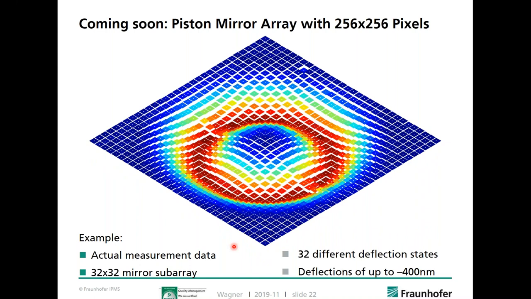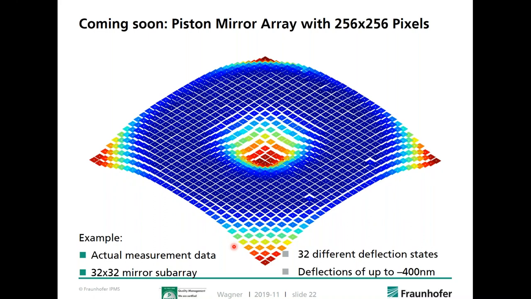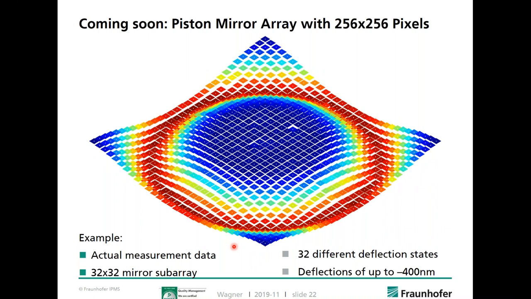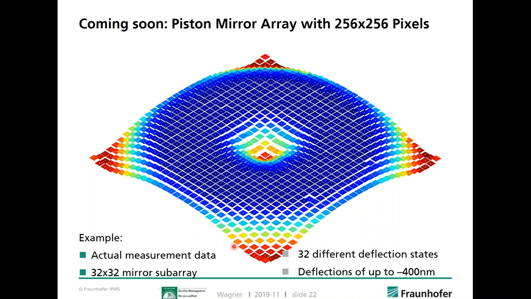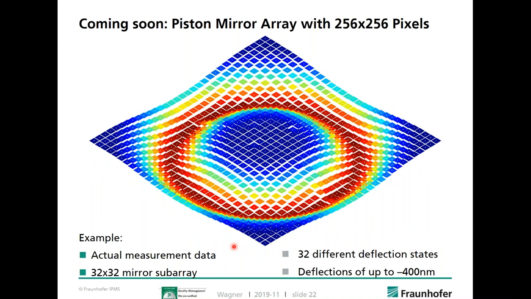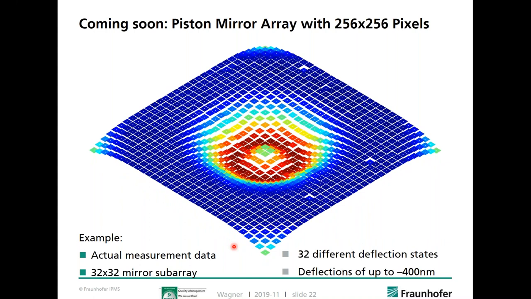The speciality of the segmented mirrors is that you have nearly no crosstalk between adjacent mirrors. That really means if we have a mechanical stroke of, let's say, 400 nanometer in this case, adjacent mirrors can have this stroke difference. And this is a big difference if you compare that to membrane mirrors, for example.